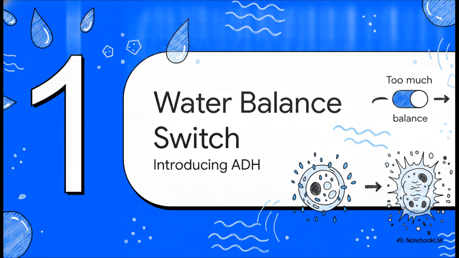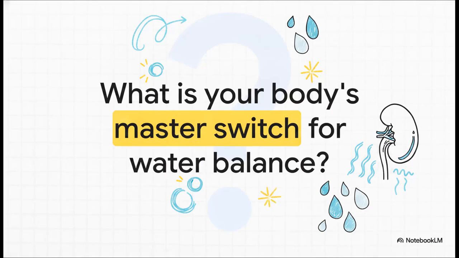The Water Balance Master Switch. Introducing ADH. So, to survive, your body has to maintain the exact right concentration of water and salts in your blood, right? I mean, think about it. Too much water and your cells can literally swell up and burst. Too little and they shrivel up like raisins. So, what exactly is the master switch controlling this?